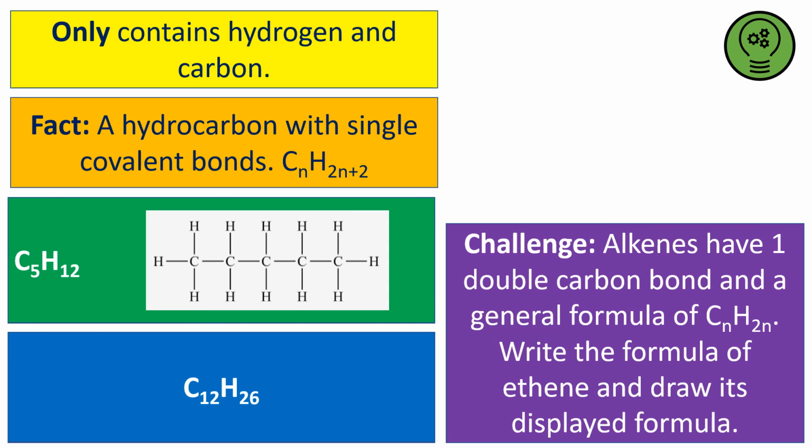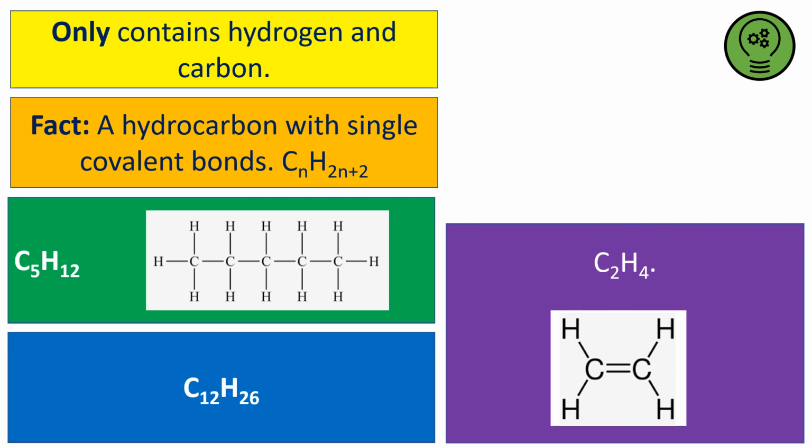The challenge then: alkenes have 1 double carbon bond and a general formula of CnH2n. So you're just doubling it. Write the formula of ethene and draw its displayed formula. So eth is 2, and you know it's got a double bond. I can use a formula, so C2, I'm just doubling it, H4. So C2H4, and I'm going to play around with that until it looks something like that. Okay, we don't need to worry about alkenes and their general formula. It's not on the syllabus, but it's nice to have that comparison.